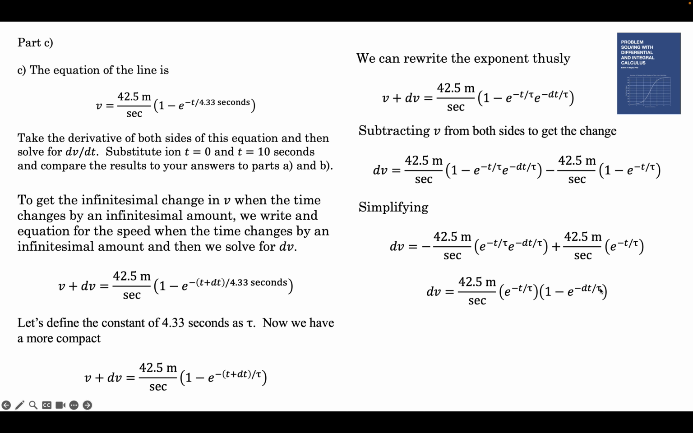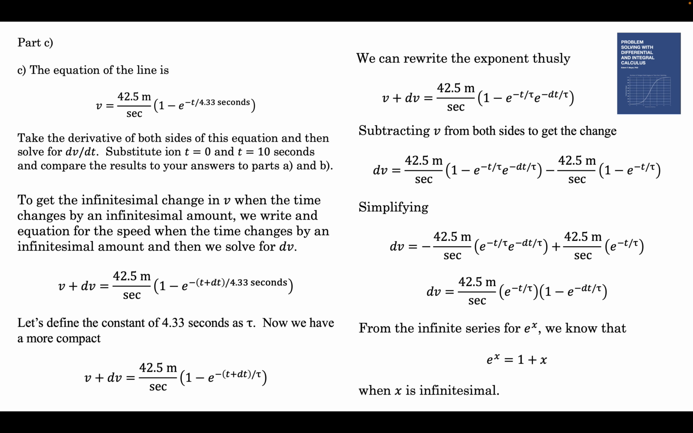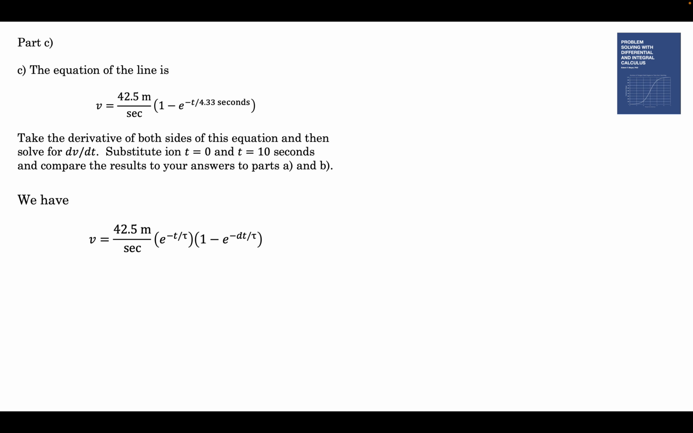We have e to the minus dt over tau, and we have to know what that is. From the infinite series for e to the x, we know that e to the x is 1 plus x, exactly, when x is infinitesimal. So we can substitute 1 plus x for e to the x when x is infinitesimal. And here it is, it's minus dt over tau. So we know that e to the minus x is 1 minus x when x is infinitesimal, and there it is.